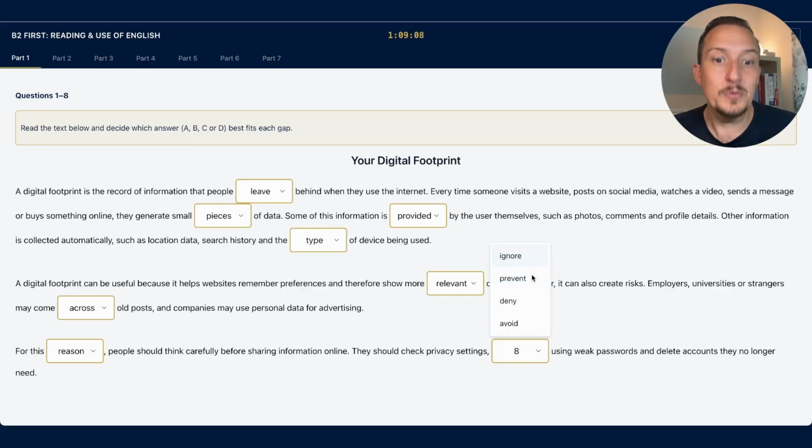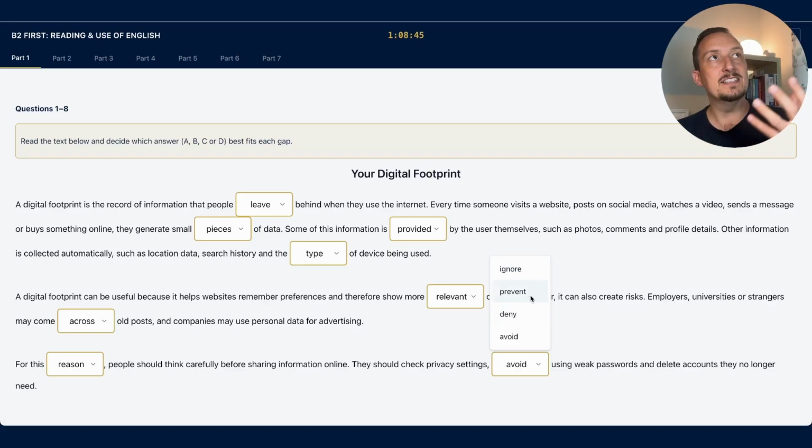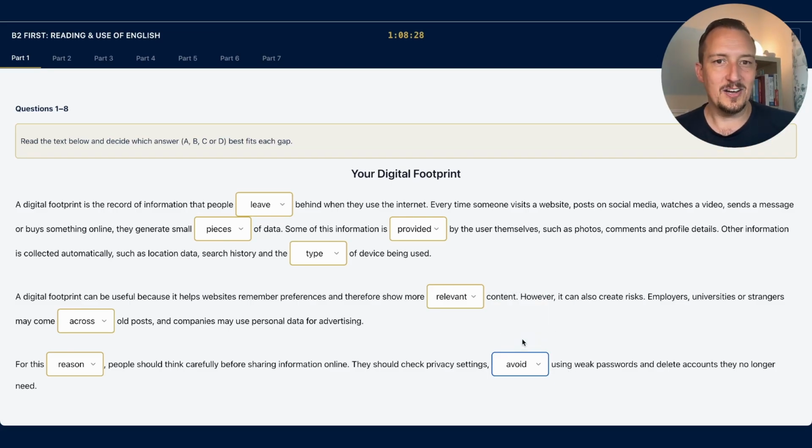Oh, prevent is there. Okay, so we've got four very similar options. Deny using, all grammatically fit with using. So we want one that means don't use weak passwords. And the word that we have there is avoid using. It's not ignore, it's not prevent or deny. I mean, prevent, for example, might work if the sentence said, companies need to prevent users or need to prevent customers from using weak passwords. Maybe that might work. But because of the way the sentence is structured, avoid is the correct answer.